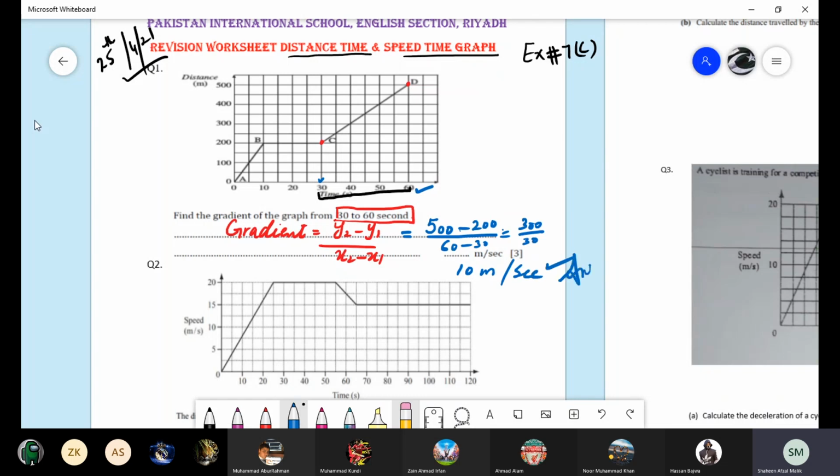This is the answer to your question. The gradient formula is y2 minus y1 over x2 minus x1. This is your y2, from this point. You can write even the x and y values if you want. Here x is equal to 60 and y is equal to 500. At this point, x is equal to 30 and y is equal to 200. And you can simply substitute the values and write the final answer. Ma'am, rise or run? Yes, rise over run you can also do.